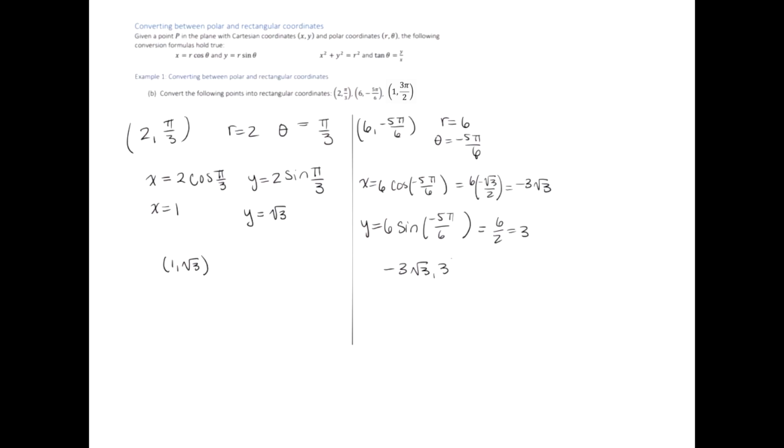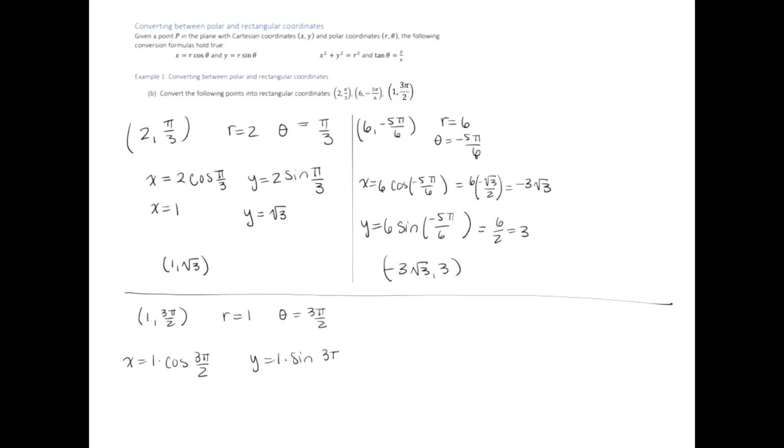And I'm going to squeeze this last one in at the bottom here. So our last point is 1 comma 3 pi over 2. r equals 1, theta equals 3 pi over 2. So x equals 1 times cosine of 3 pi over 2, y equals 1 times sine of 3 pi over 2. So 3 pi over 2 has a cosine value of 0, so x equals 0. And 3 pi over 2 has a sine value of negative 1, so we have 1 times negative 1, which is negative 1. So this is the point 0 comma negative 1.